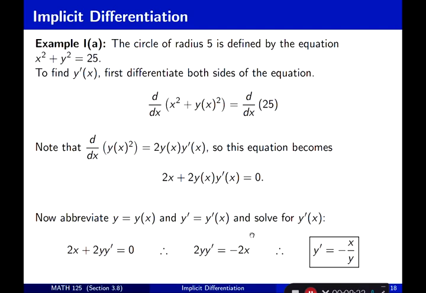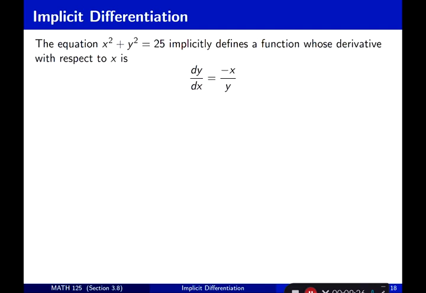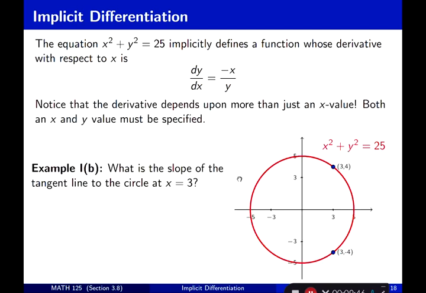And now, if you have a point on the graph of the function, why is it important to give both x and y? Why can't I just give x and find the y value? Look at the graph of the circle. Let's say I give you x equal to 3, that's example 1b.